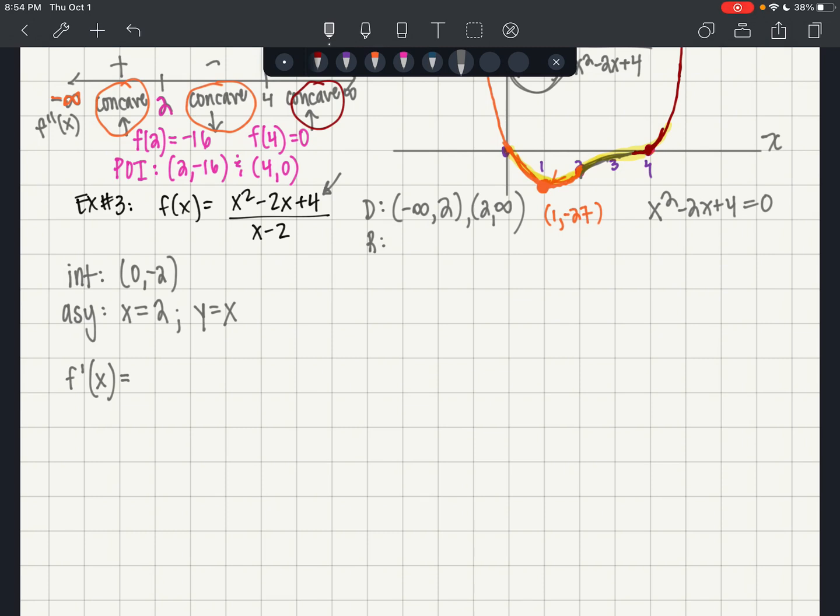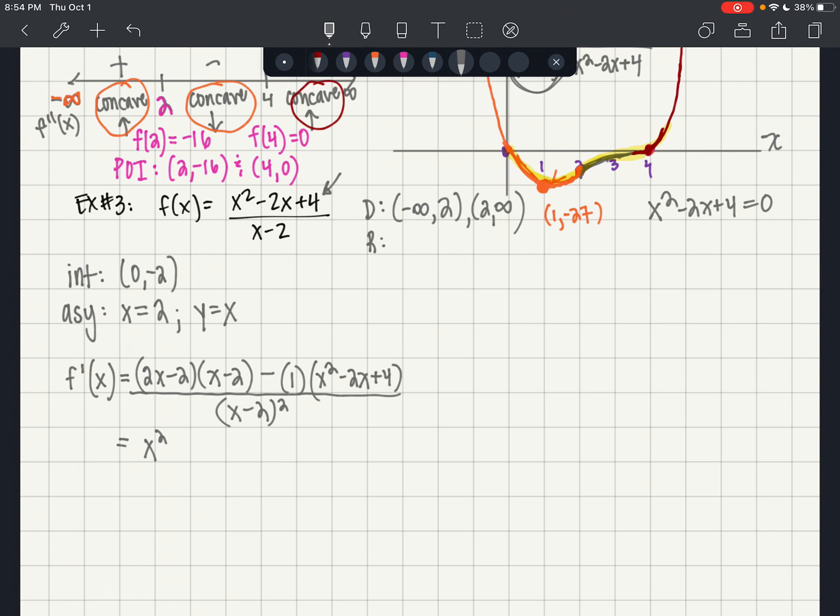So our derivative of the numerator is 2x minus 2. You take that times the denominator, minus the derivative of the denominator, which is 1, times the numerator, all over the denominator squared. So that's going to equal, let's see what we're going to have here. 2x minus 2 times x minus 2. 2x squared minus x squared, that's going to be an x squared.